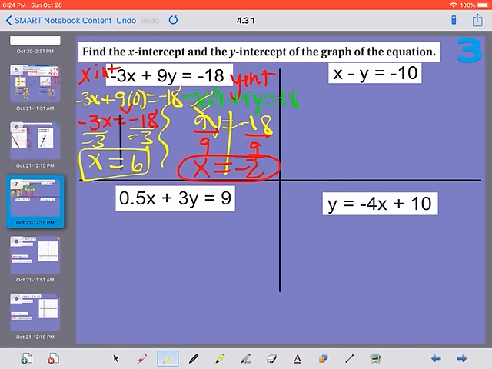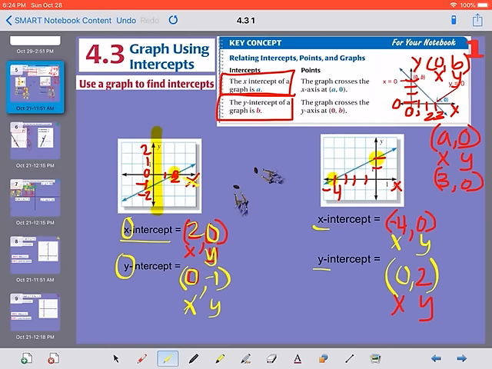Again, the reason why, when we're finding our y-intercept, we're plugging in x is 0 is because that's where we're going to be on the y-axis. When we're finding our x-intercept, y is 0. When we're finding our y-intercept, x is going to be 0.